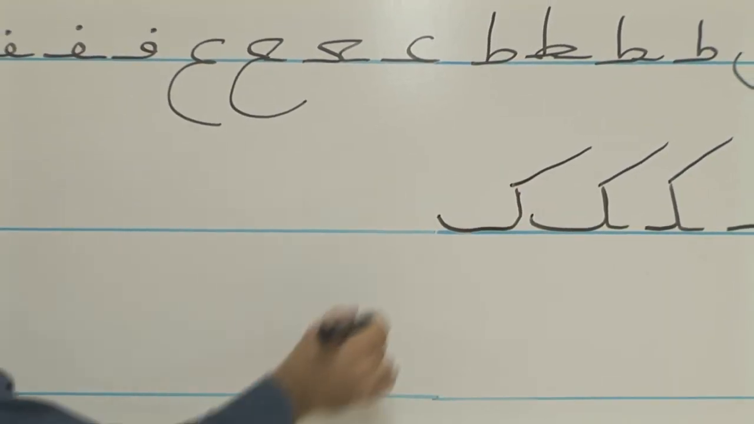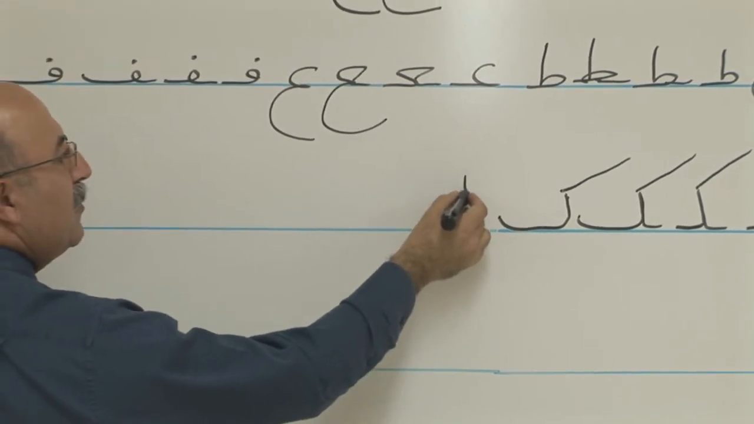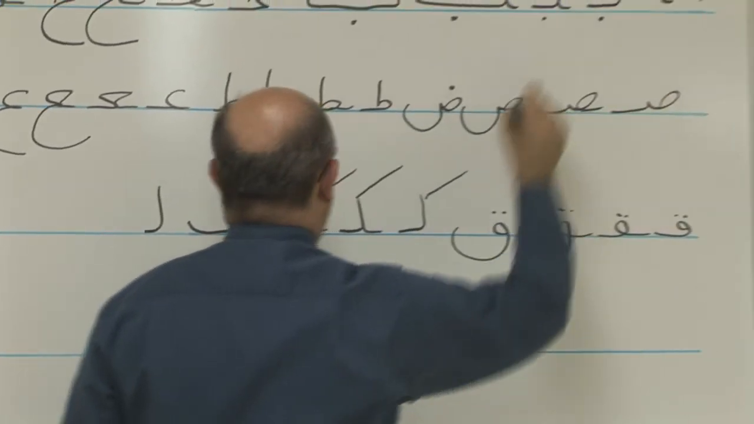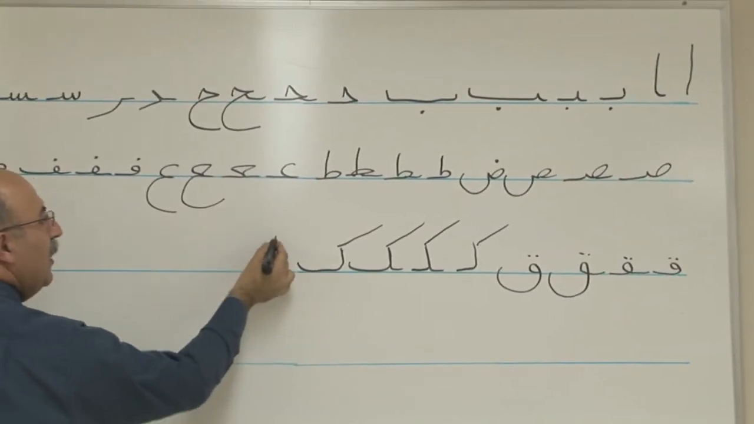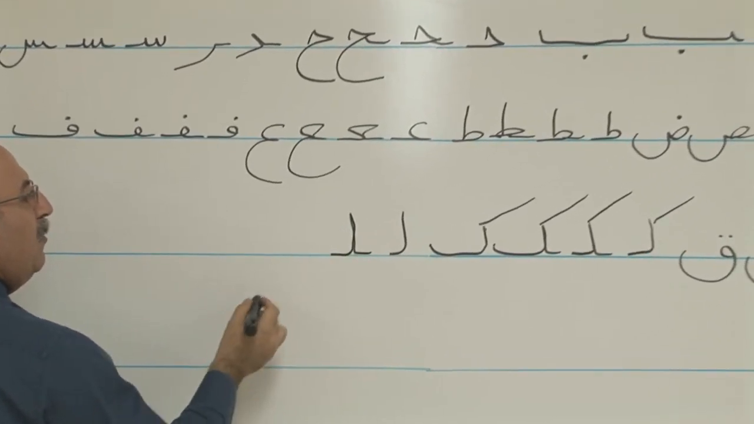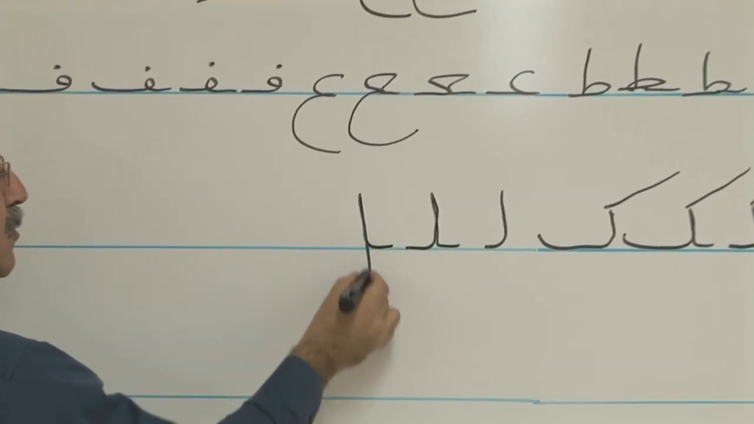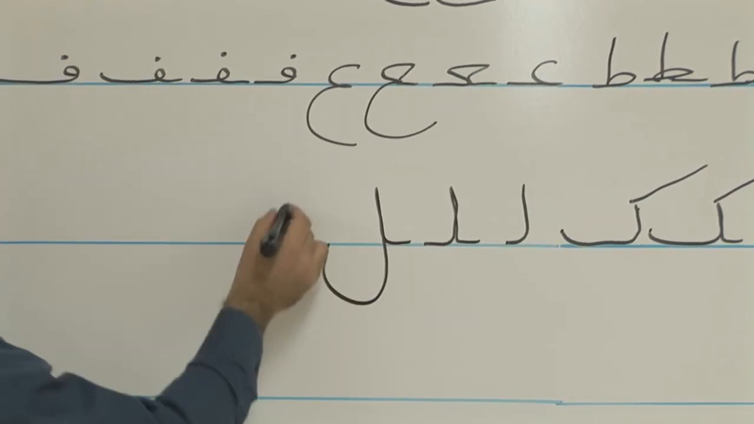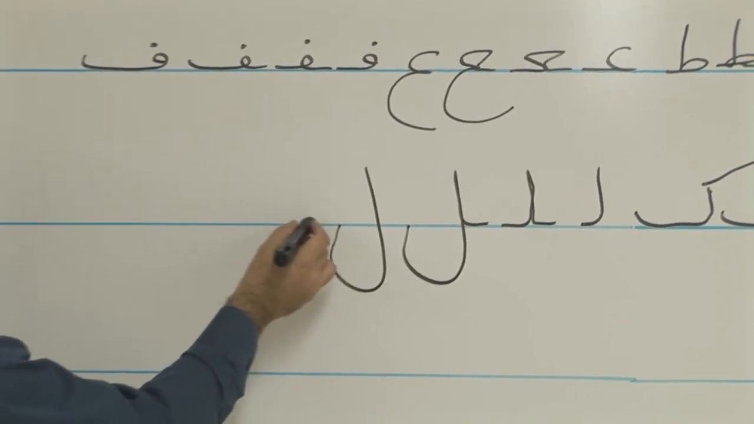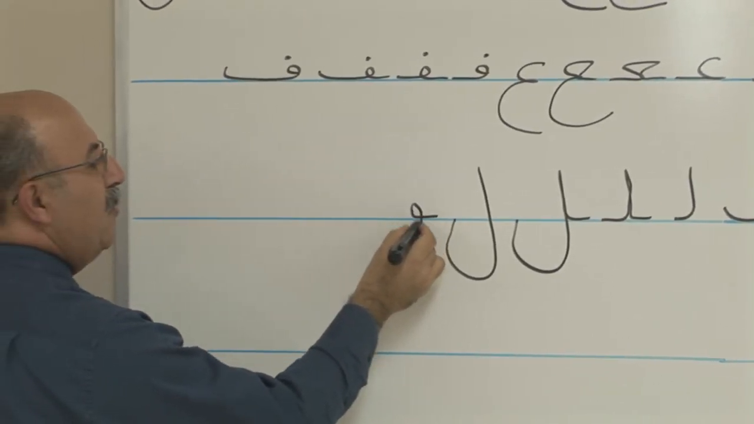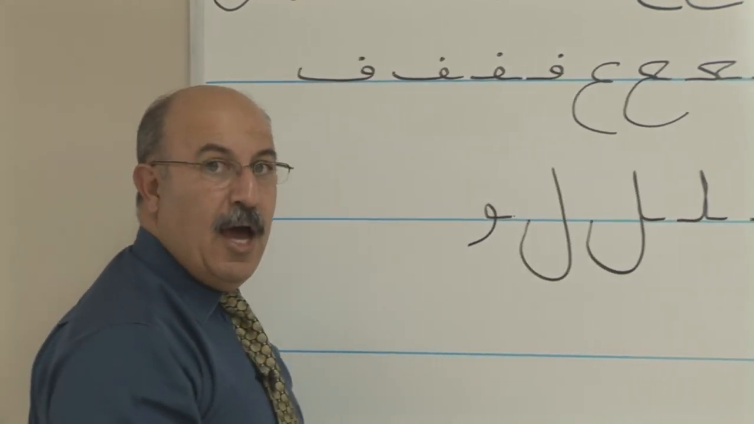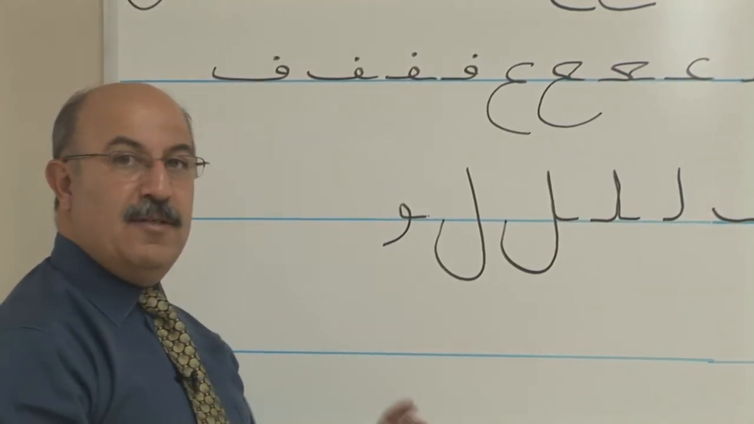Lam looks the opposite of alif. Lam: initial, middle, terminal, and standalone. Vav connects only from the right side. He, however, also has different shapes.